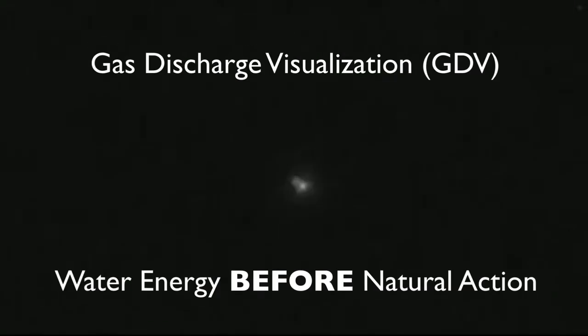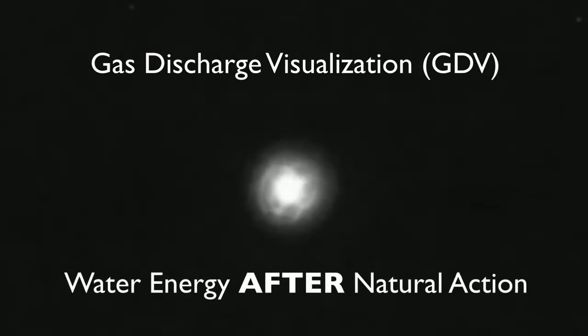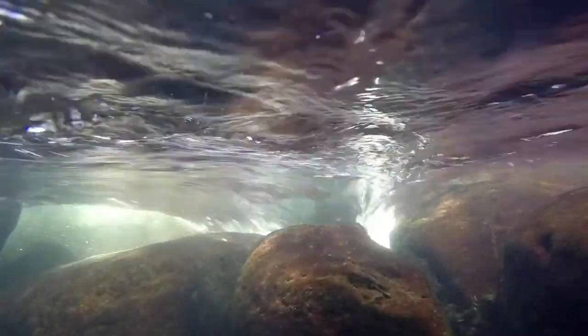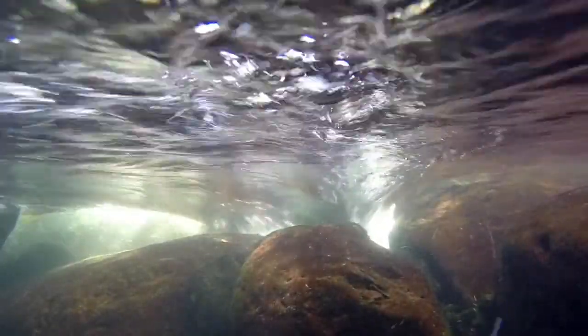The gas discharge visualization, GDV, is a device used to measure the biomagnetic field in a water droplet. After water passes through our device, a more energetic field can be seen around the water, enhancing its life-supporting properties. As water flows through any process, whether biological or mechanical, it can pick up free radicals, inorganic particles, and nutrients.